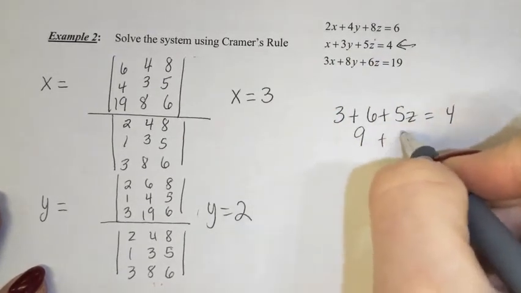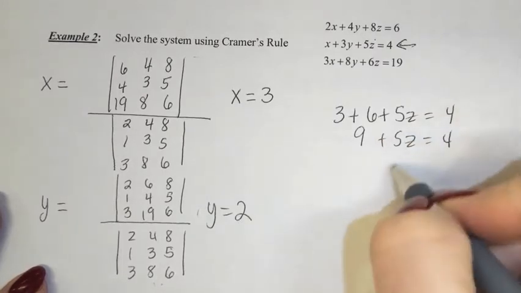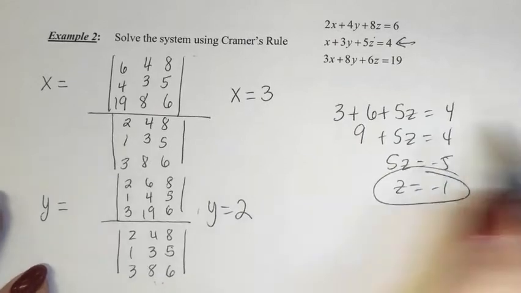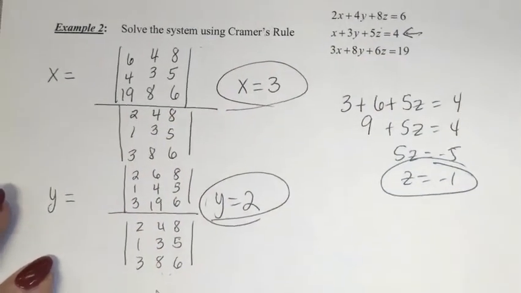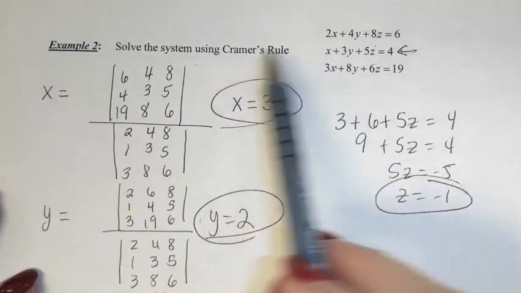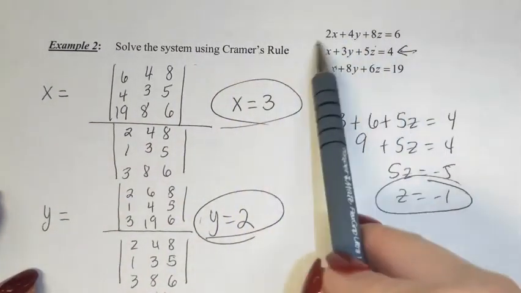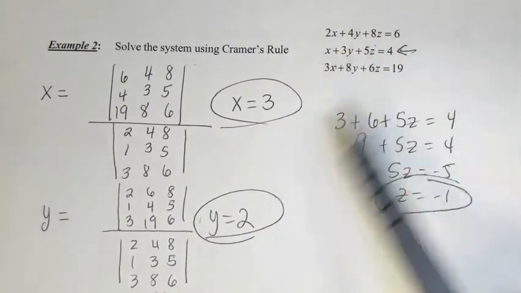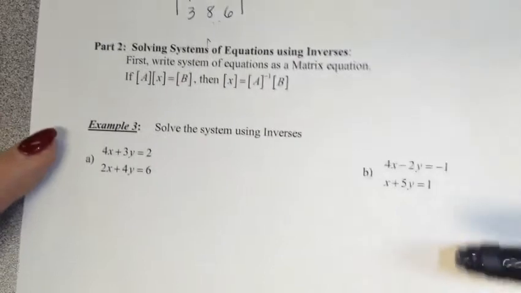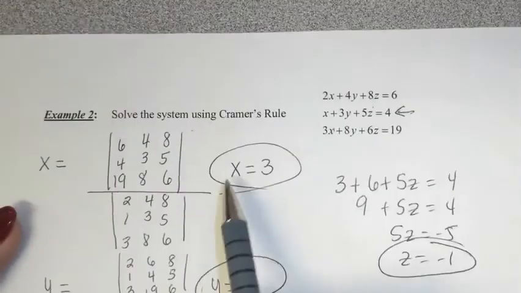So I'm just solving this. Going to get 5z equals -5, so z is going to be -1. And so now I know what x, y, and z are. That's the only solution that will work, if x is 3, y is 2, z is -1. That's going to work in every single one of those equations. There are other numbers that may work for one equation, but that's the only one that's going to work for all of them.